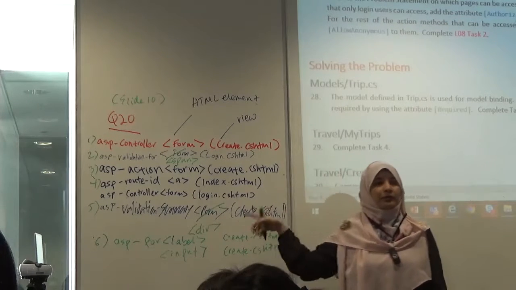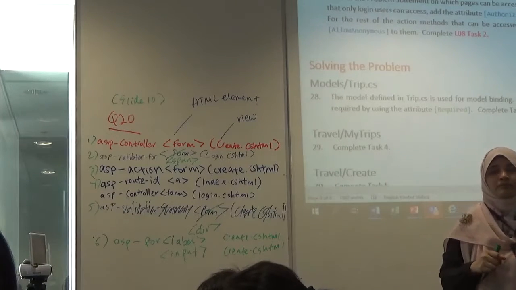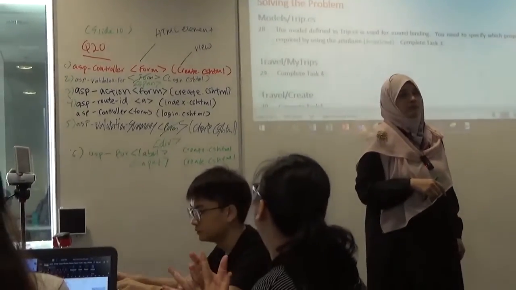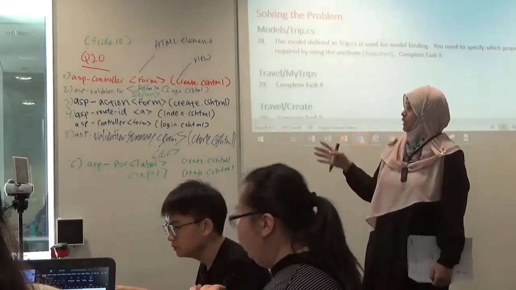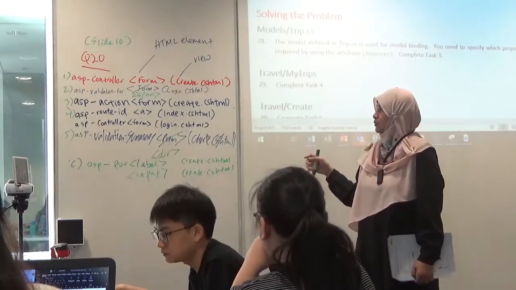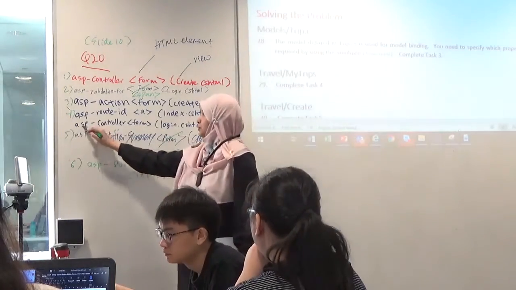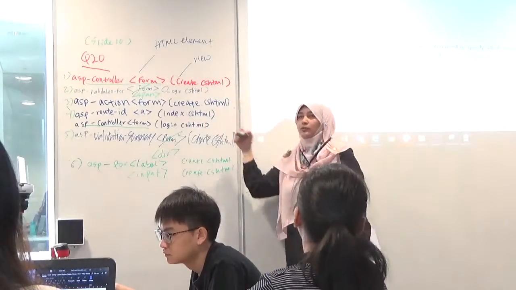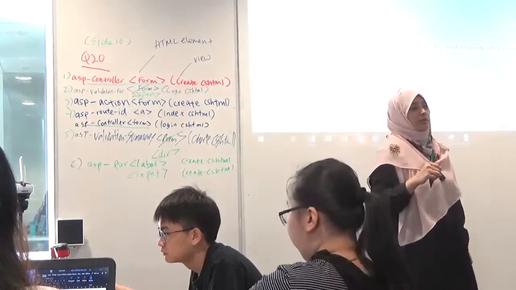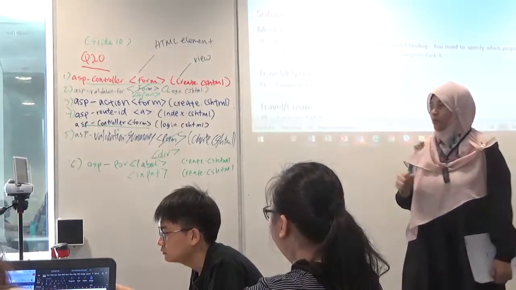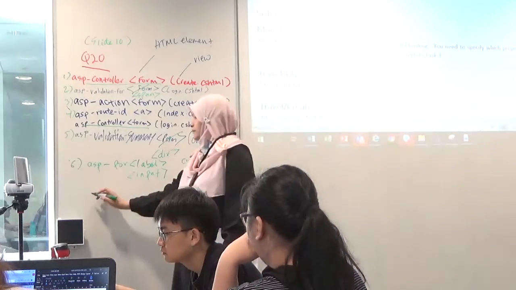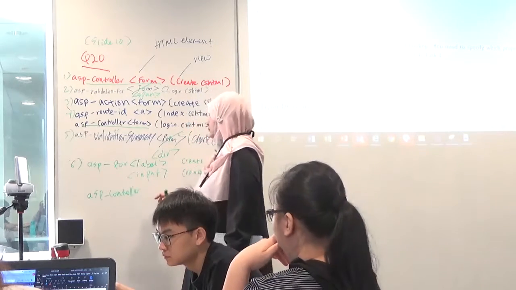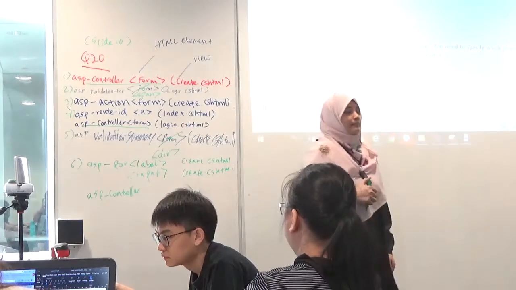Okay, which one repeated? You have 6 now, you need 1. Which tag helper did you repeat? Controller. So you have ASP controller, and you also have ASP controller here. The reason you chose it is because it's 2 different files. In fact, there's one more. So you should have another ASP controller. But the question is, what is the tag?